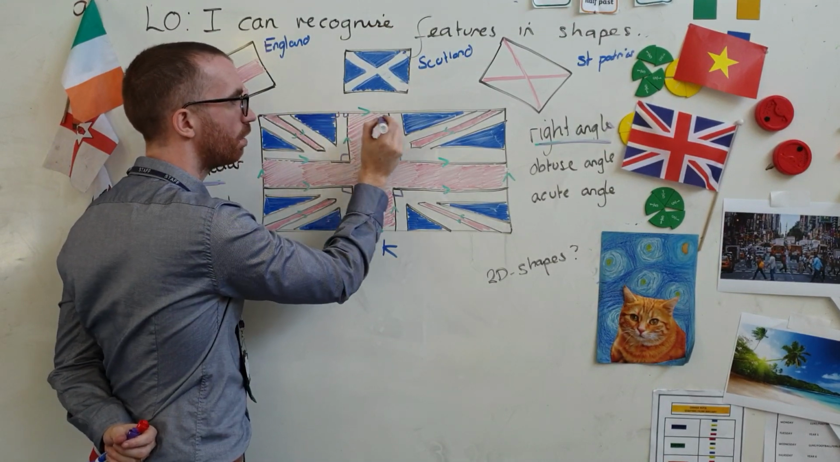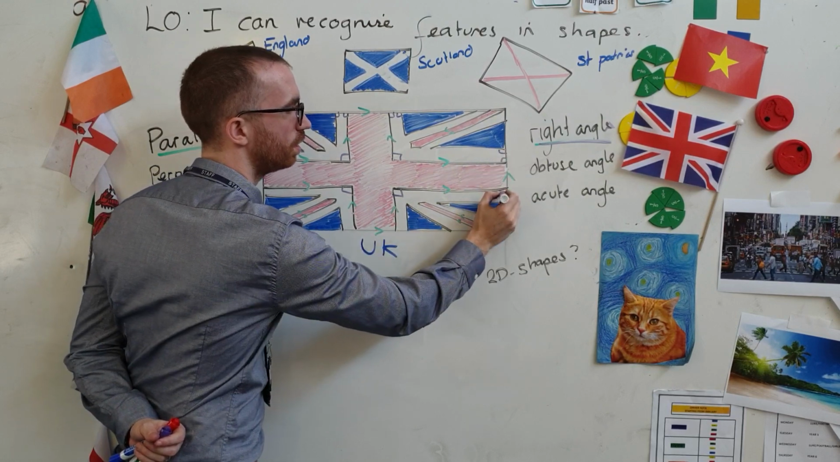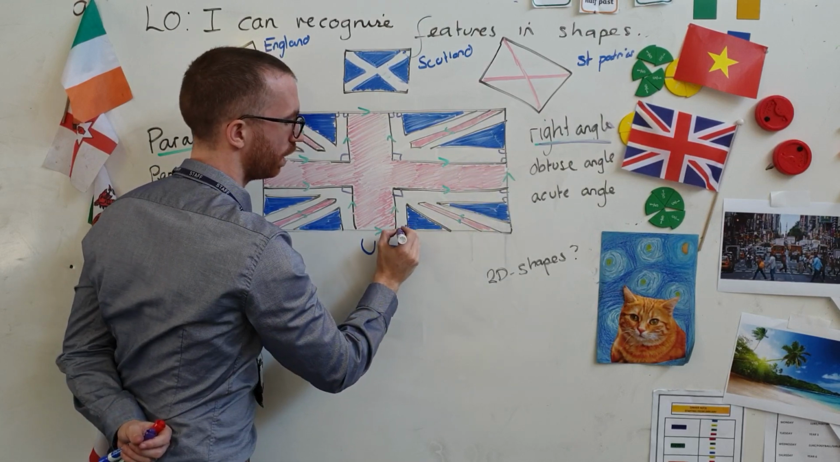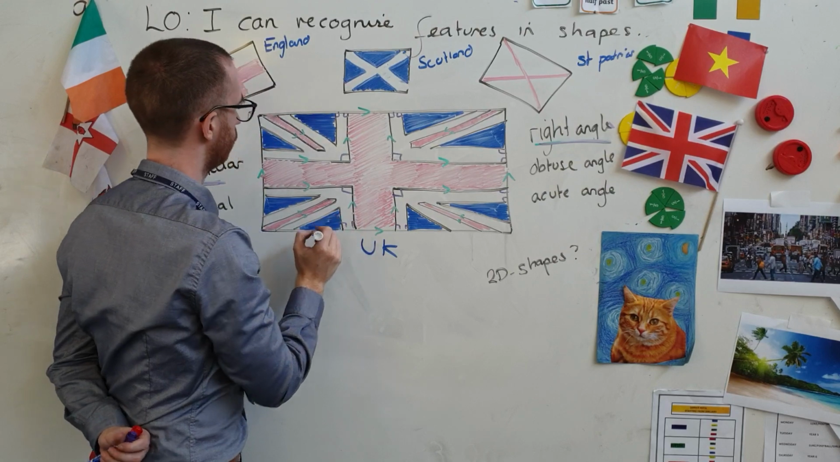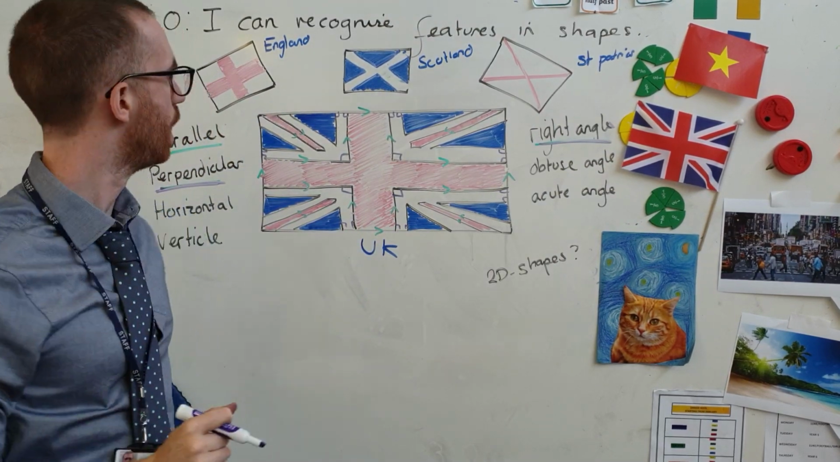Up here, there are little right angles, aren't there? Yep. Over here, right angle, right angle. Here's a right angle, here's a right angle, and here's a right angle. There's one, there's one. Okay. Not sure if you can spot any more.